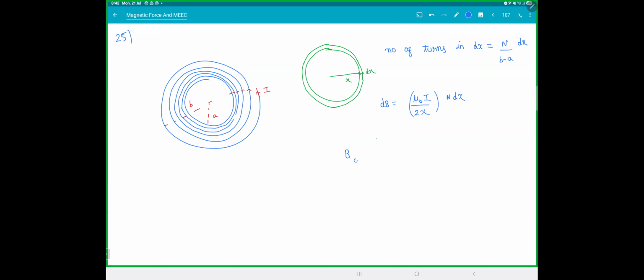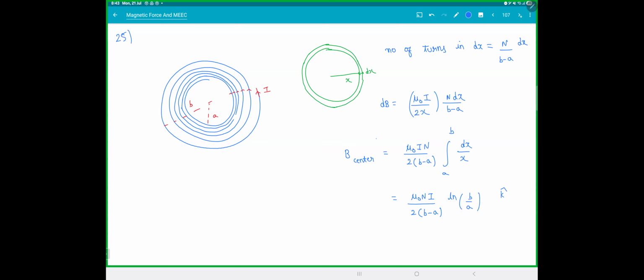Therefore, the magnetic field at the center, that is b minus a, integral dx by x, limits will go from a to b. For the direction, you can use the right hand thumb rule and it'll be out of the plane. Clear with this?